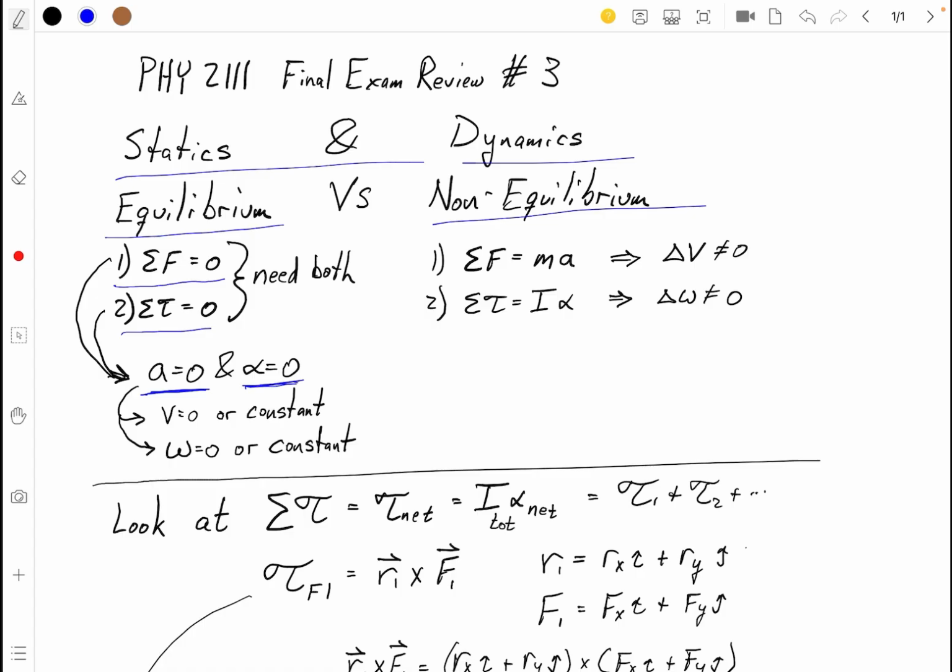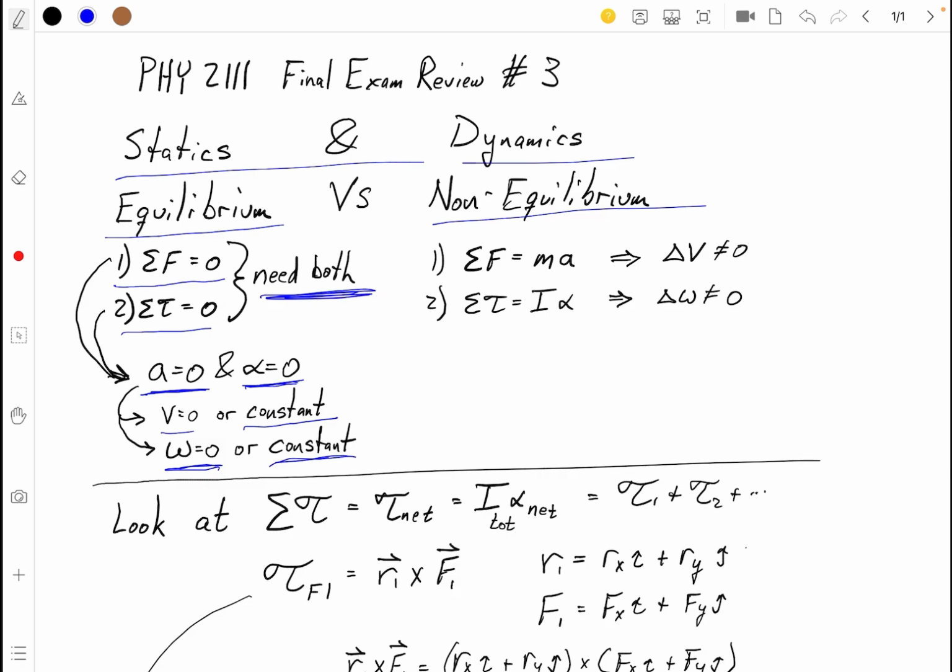What does that mean? That means that your velocity is either 0 or a constant, never changing, or omega is 0 or a constant. Both of those things, we need both. You can't have equilibrium without both things. If you only have one of them, you don't have equilibrium.